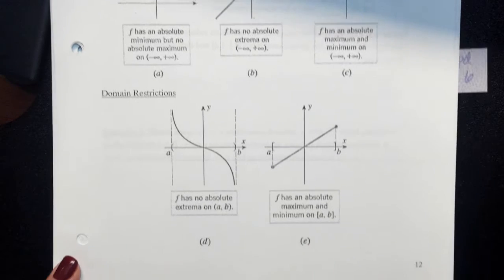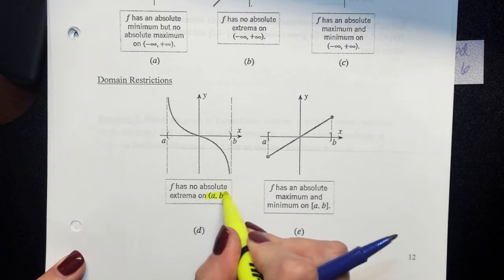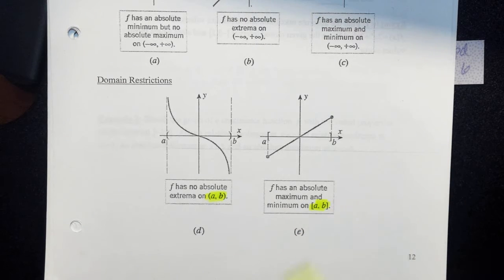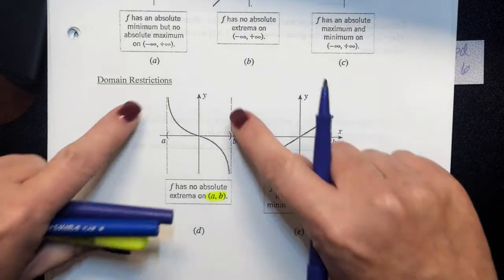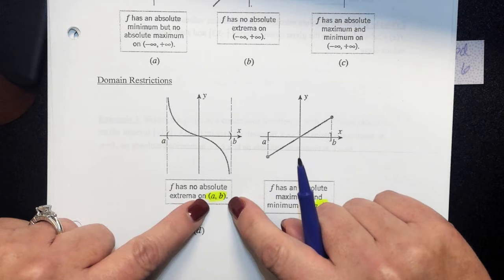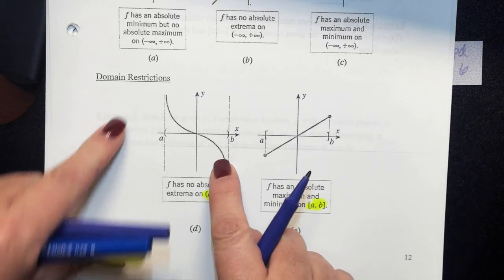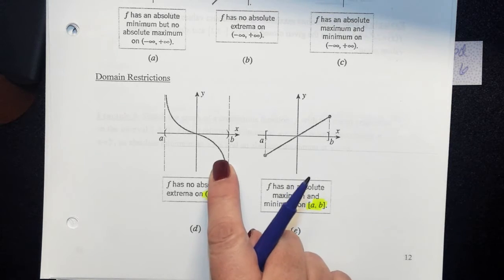So now, if you take a look at graphs that have domain restrictions, you have to pay attention to whether or not the endpoints are included or not included when you're taking a look at these domain restrictions, because that's going to open up where my candidates are going to be for where my absolute maxes and mins could occur. So again, if the endpoints are not included in the domain, then you have to look for absolute extrema just between the endpoints.